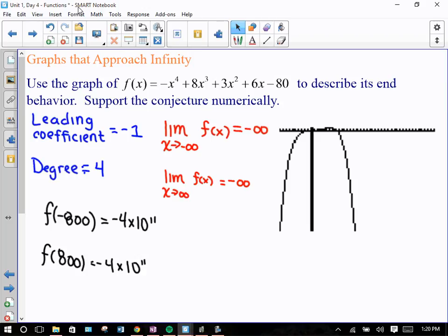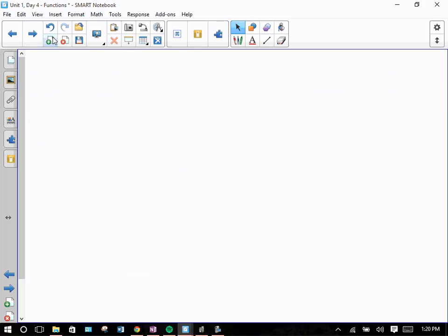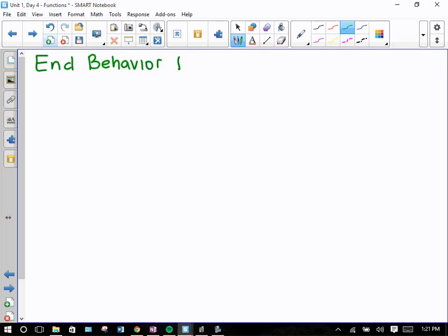So what I'm going to show you, and I'm going to put a table up here, is a nice, easy guide to figure out the end behavior for polynomial functions. Okay, so we're going to add this here. End behavior for polynomial functions.